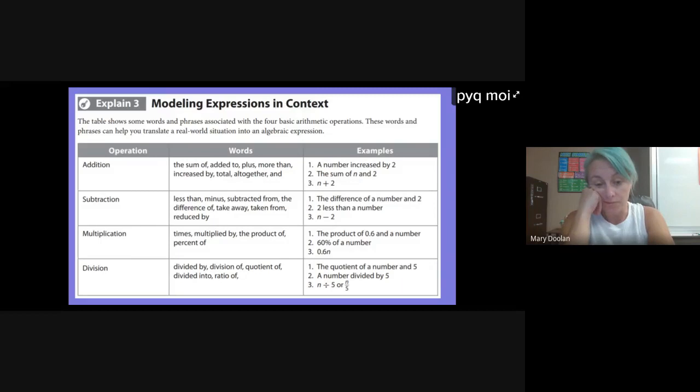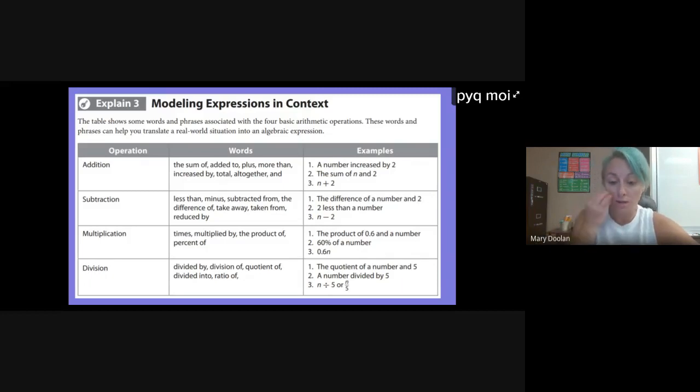Division's the last one. Divided by, division of, quotient of, divided into, ratio of. These all mean division. So you might see the quotient of a number and 5, which also means the same as a number divided by 5. And since we don't know what the number is, it's just calling it a number. That's why we're using the variable n. So it'd be n division symbol 5 or n fraction bar 5, where n is in the numerator and 5 is in the denominator.